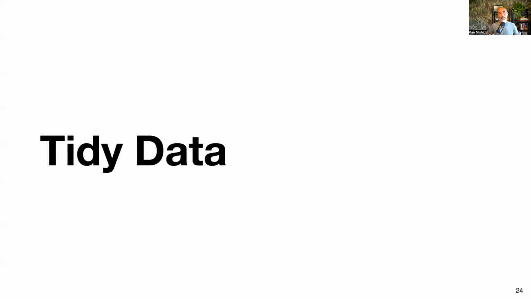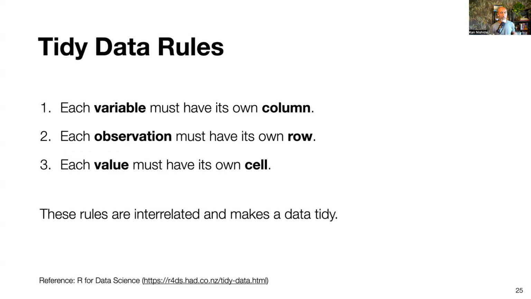You want to get tidy data, which makes it much easier to visualize and even transform and make calculations as well. So what is tidy data? Tidy data has mainly three rules. Number one, each variable must have its own column. Second, each observation must have its own row. Third, each value must have its own cell.